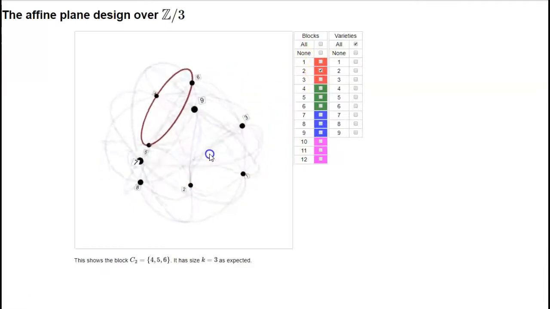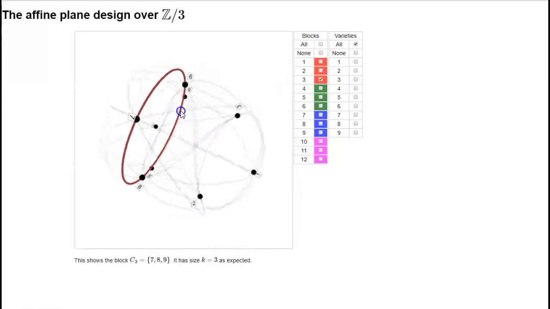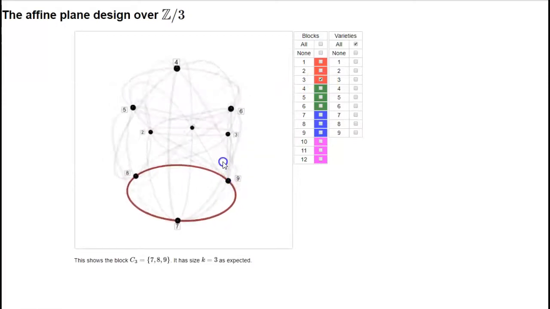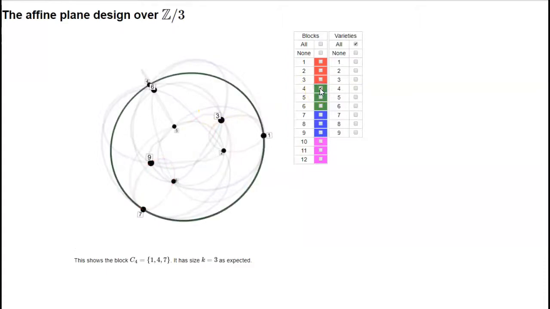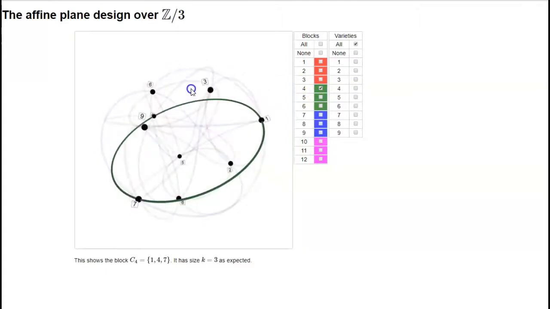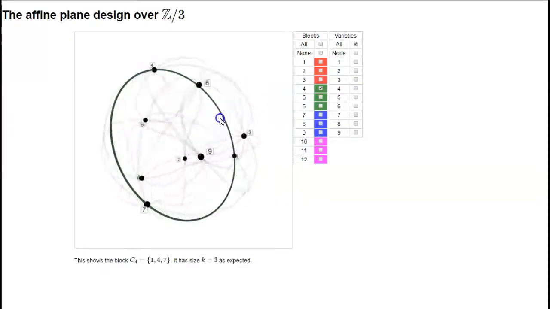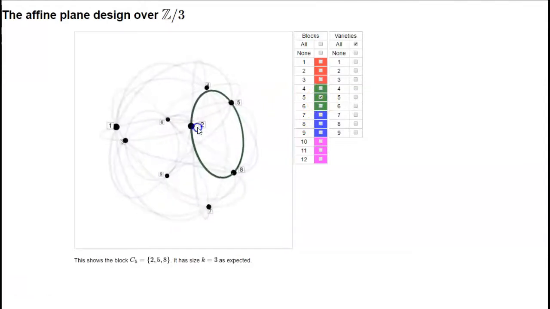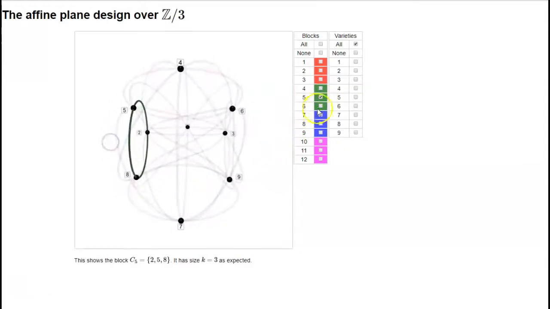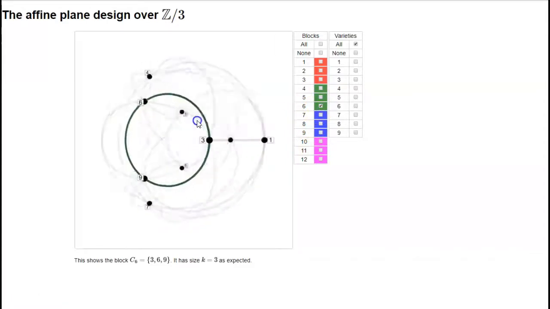Block number 2 consists of 4, 5, and 6. Block number 3 consists of varieties 7, 8, and 9. Those are the 3 red ones, and then we get the 3 green ones. This one has 1, 4, and 7. This one 2, 5, and 8. This one 3, 6, and 9.